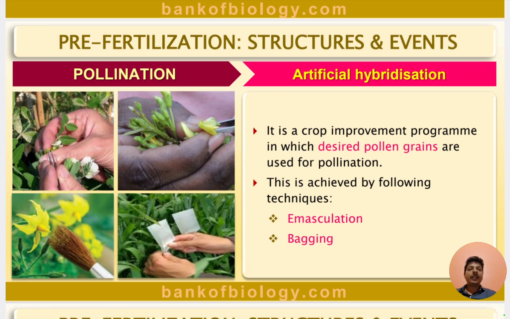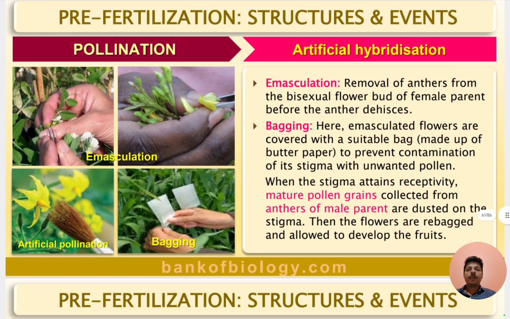It is a crop improvement program in which desired pollen grains are used for pollination. This is achieved by the following techniques: emasculation, bagging. First of all, emasculation: removal of the anthers from the bisexual flower bud of the female parent before the anther dehisces. Bagging means here emasculated flowers are covered with a suitable bag made of butter paper to prevent contamination of the stigma with unwanted pollen. See the diagram, you can easily find out.